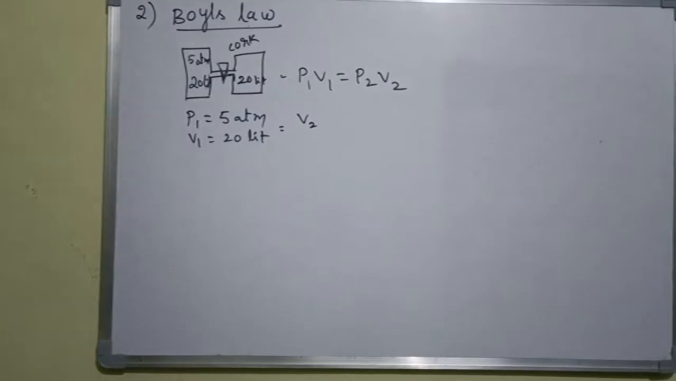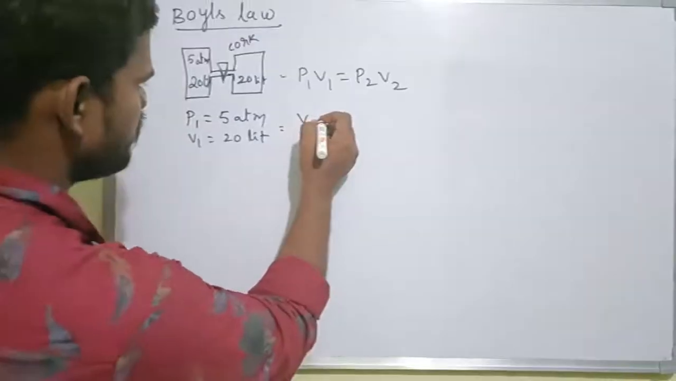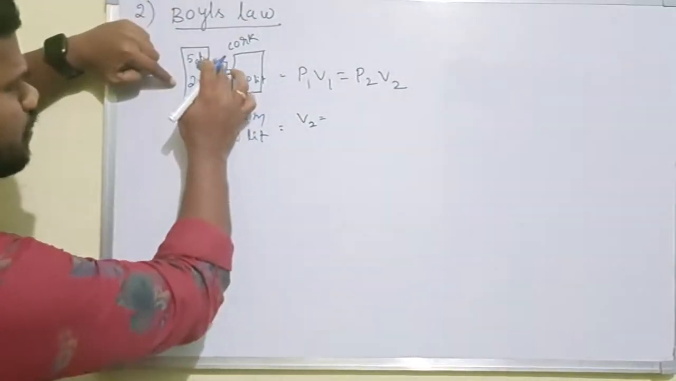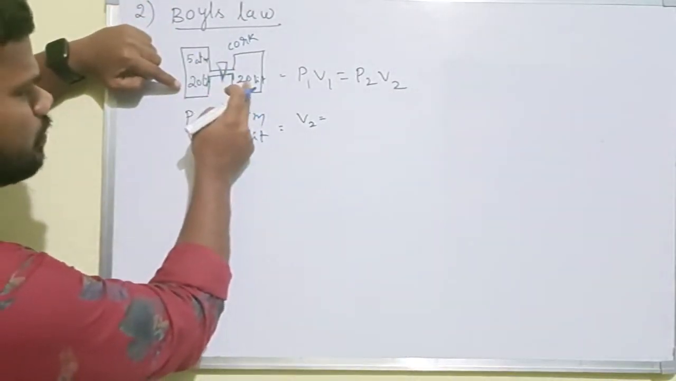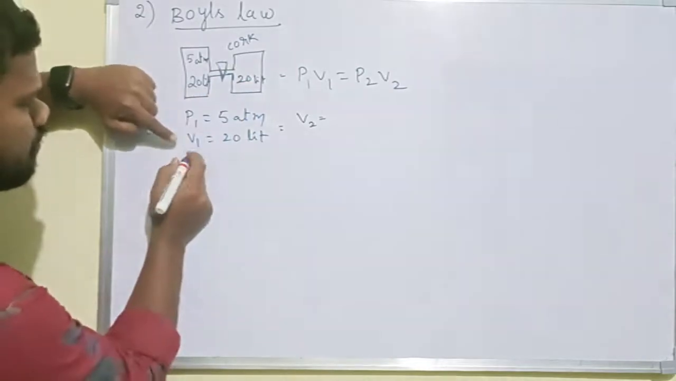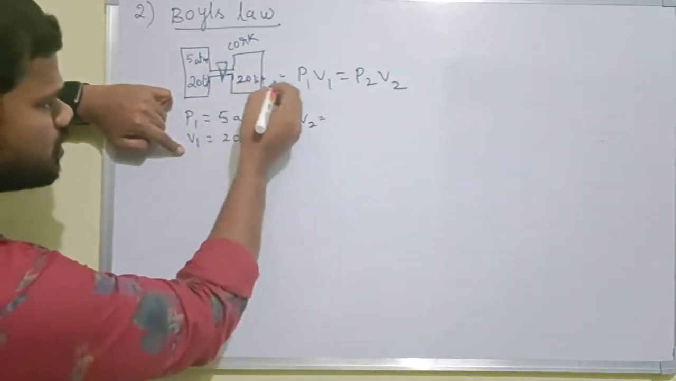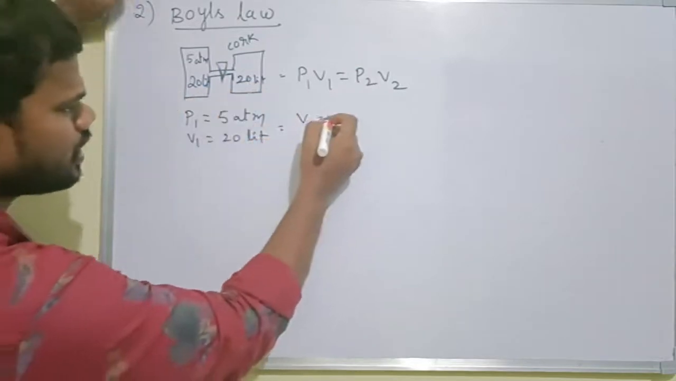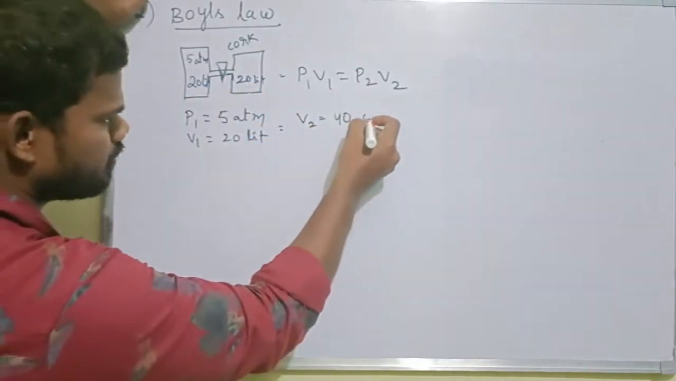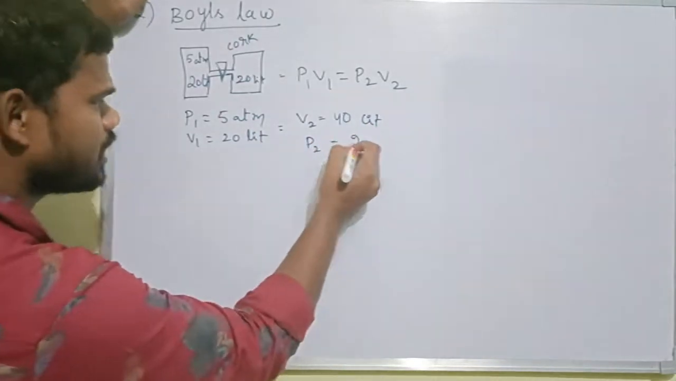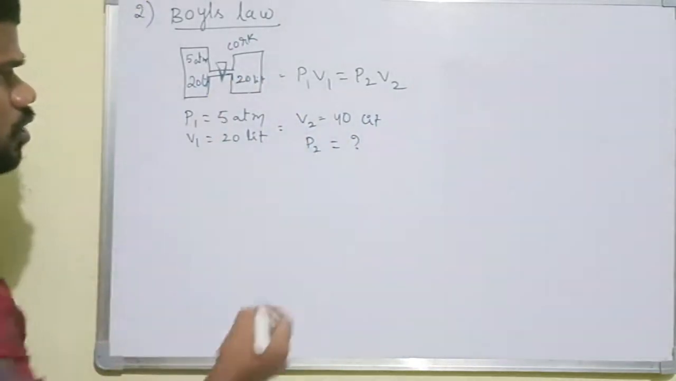How much should we take for V2? When we open this cork, this volume will be added. Initially we have 20 liters here, so finally the volume is 20 plus 20, so 40 liters. Then what about the pressure P2 in this container? How should we solve this?